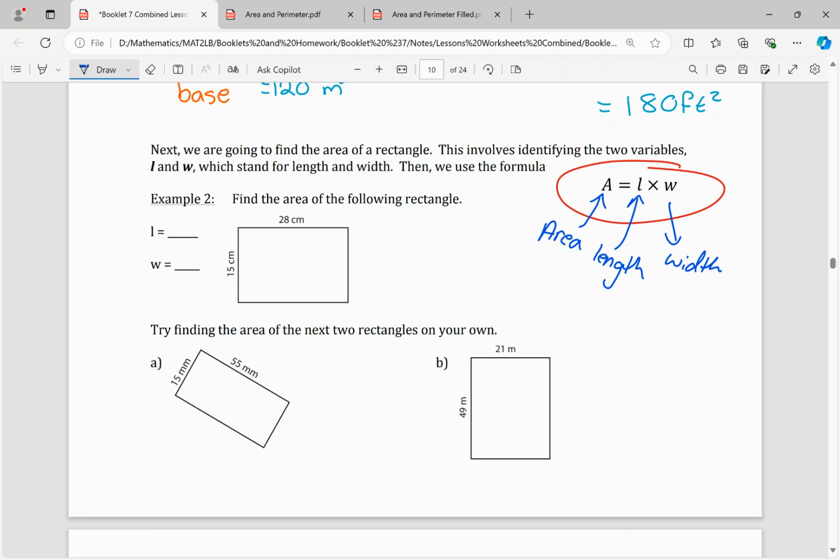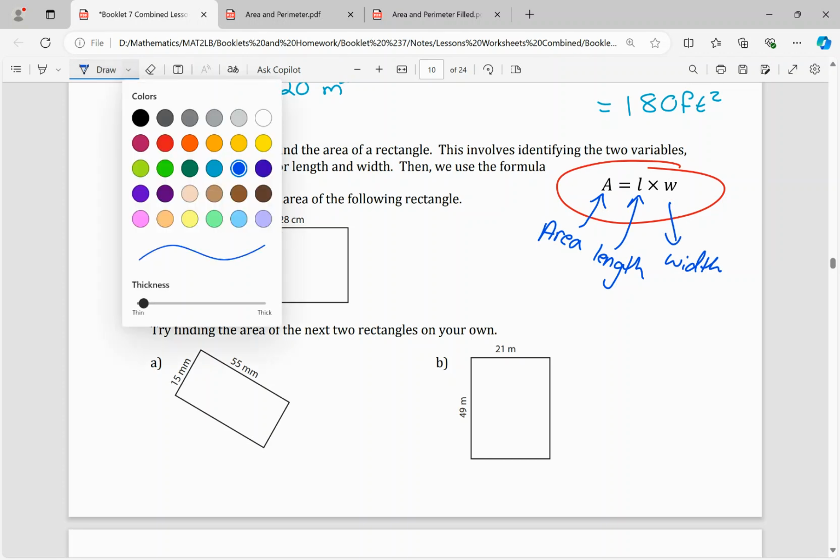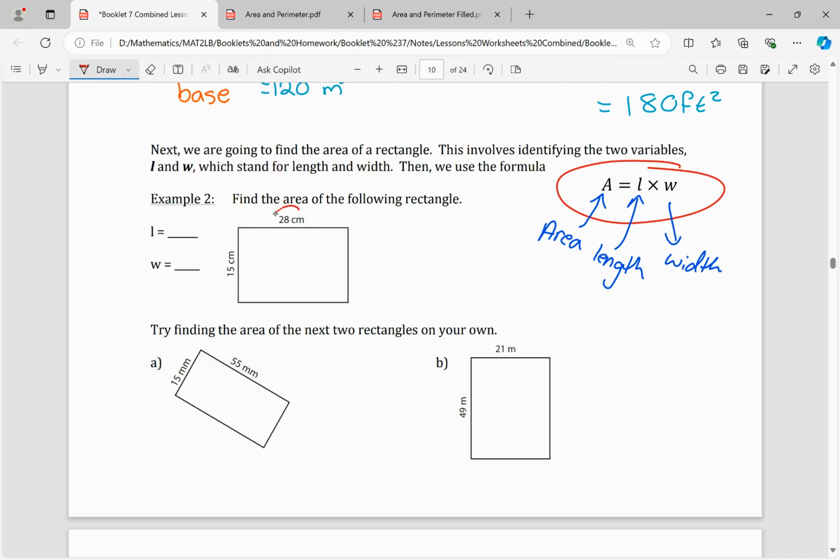Now, you've very likely seen and perhaps memorized this equation before, where the area of a rectangle is the length times the width. Now, it doesn't really matter which side of the rectangle you call the length, but usually people like to call the length the longer side and the width the shorter side. So in example 2, our length is going to be 28 and our width is going to be 15 centimeters each. After figuring that out, all you need to do is plug and play, as we call it.